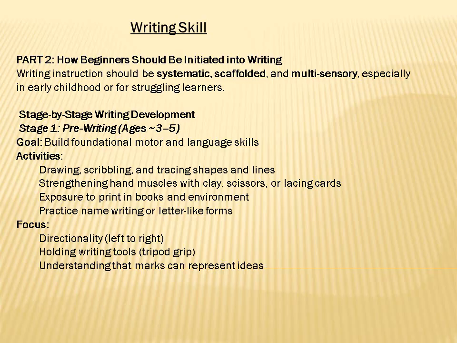Stage-by-stage writing development. Stage 1, pre-writing, ages 3 to 5. Goal: build foundational motor and language skills. Activities: drawing, scribbling, and tracing shapes and lines. Strengthening hand muscles with clay, scissors, or lacing cards. Exposure to print in books and the environment. Practice name writing or letter-like forms.